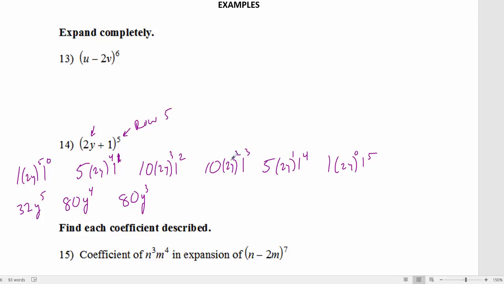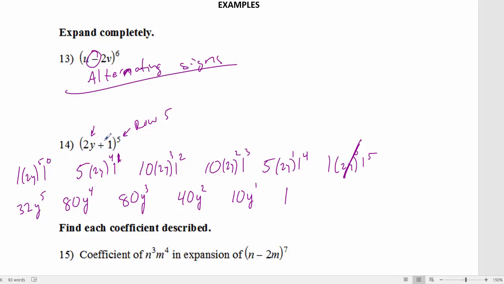2 to the 2 is 4, times 10 is 40, times 1 is 40. So that's easy. And then y squared. And this one here is 2 to the 1st, which is just 2, times 5 is 10. And then that's y to the 1. Or you don't even have to write y to the 1 if you don't want to. And this one here, 2 to the 0 is just 1. That goes away. So 1 times 1 is just 1. Now, in this problem I had a minus. What does that mean? That means I had alternating signs. In this particular instance, my sign is positive, so that means every single number is positive. So there's your answer, right there.